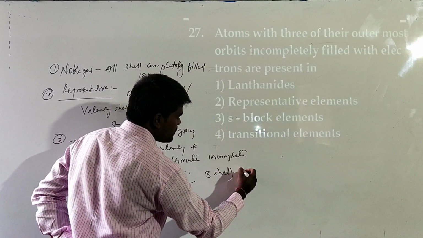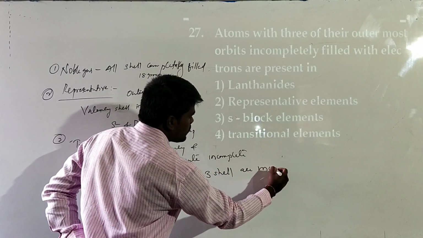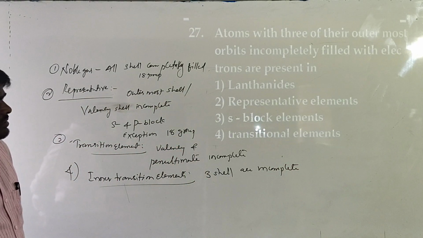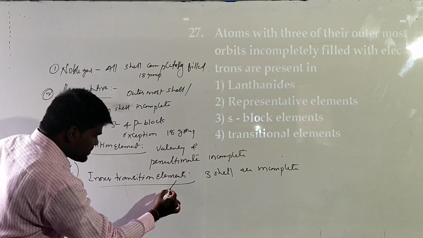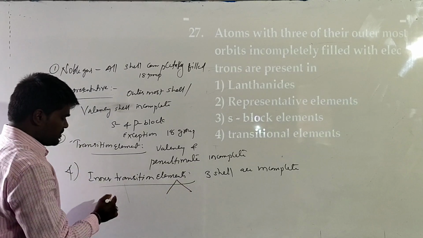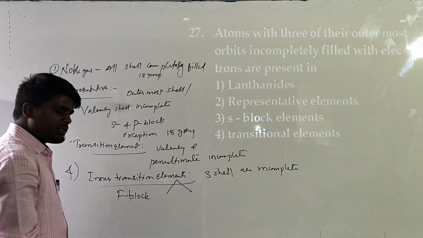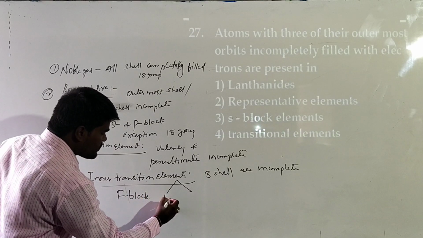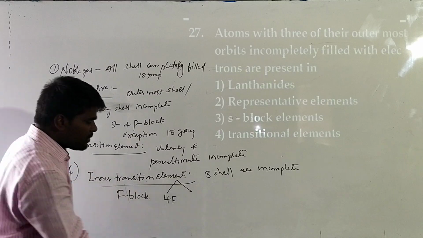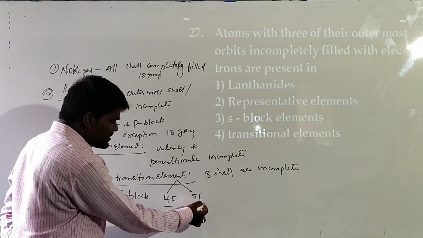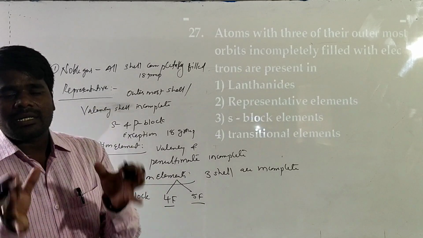What are the three shells? Outermost shell, penultimate shell, anti-penultimate shell. And we know that there are two types of inner transition shell. Inner transition are nothing but F block elements. There are two series in F block. That is 4F series or lanthanides we call, 5F series or actinides we call. Both lanthanides and actinides come under inner transition series.